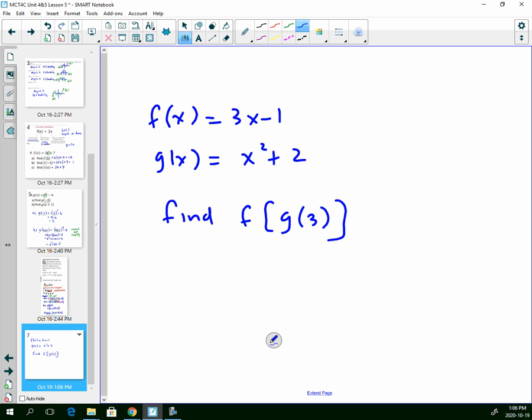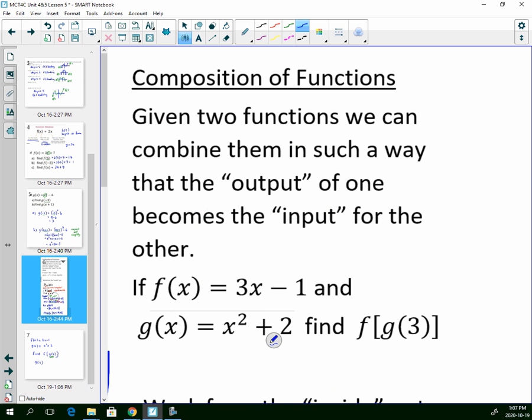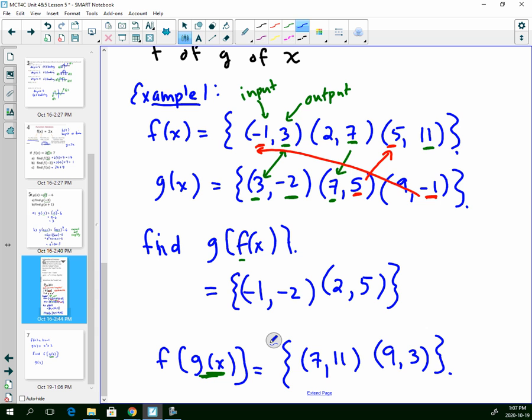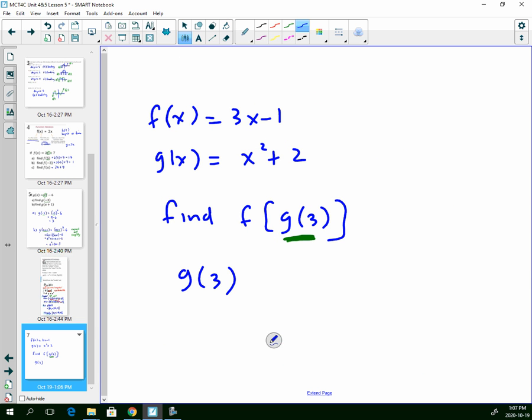Okay, so we always do the inside function first. So we're going to do g of 3 first. So this is our x value. We want to figure out the y value that goes with it. So it's kind of like the ordered pairs, right? In the ordered pairs, the x value and the y value are given. If you have an equation, you have to figure out the y value. So g of 3, I'm going to put 3 into g of x and get my result. So that gives me 11.